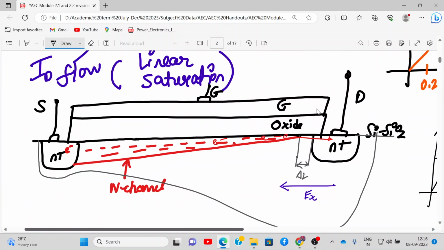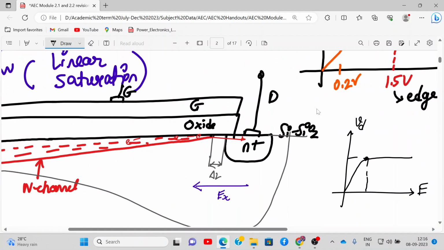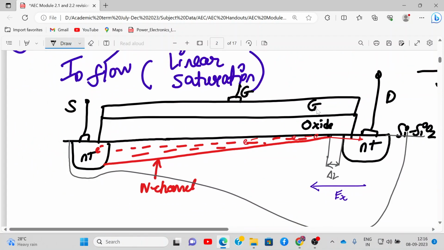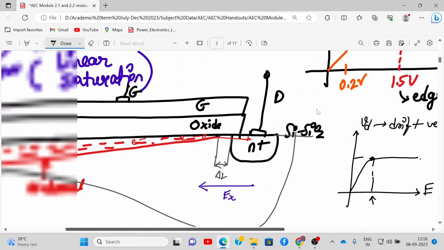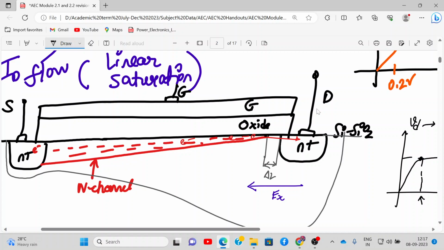Are you understanding? See, the electrons are traveling with a velocity. That velocity is called the drift velocity. After a particular time, this drift velocity will remain constant once they reach the critical electric field. And that is happening over here. The length is becoming very small.